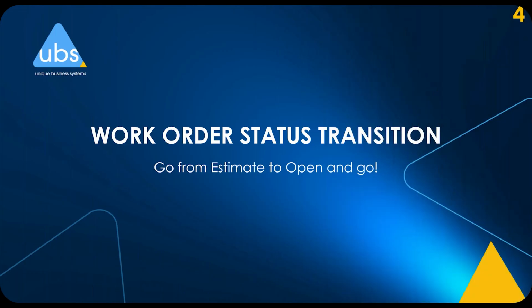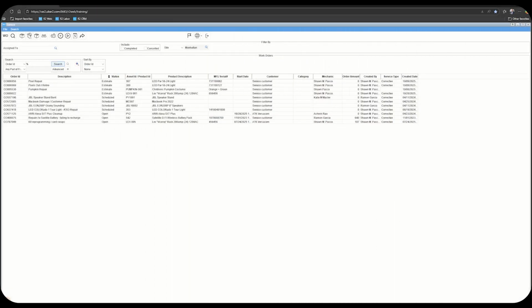Now this next one is for all you R2 service folks. A very special work order status transition improvement. If you're using R2 service, you'll remember a time when opening a work order meant transitioning through the estimate status to the scheduled status and finally to the open status. Each step of the way you had to address a date pop-up for the timing of each of those statuses.